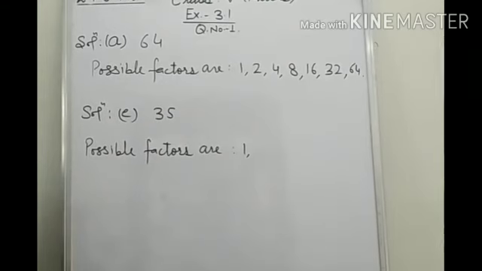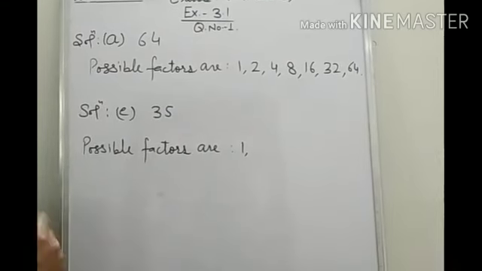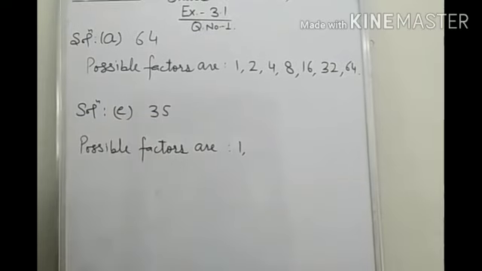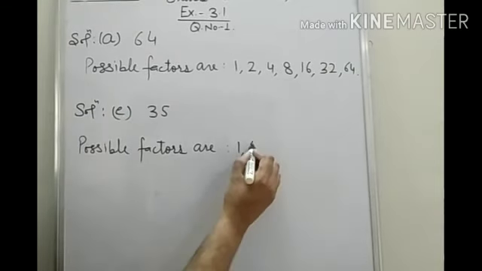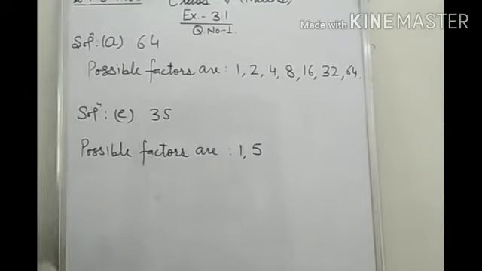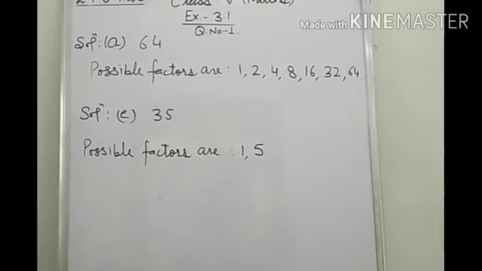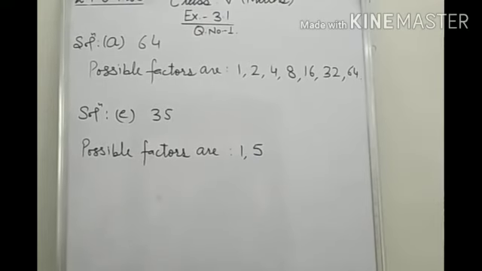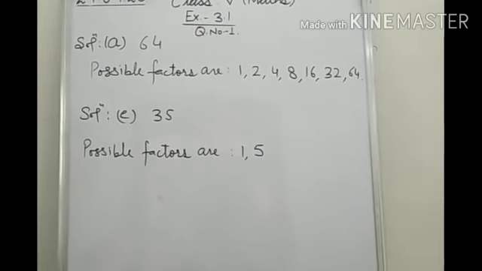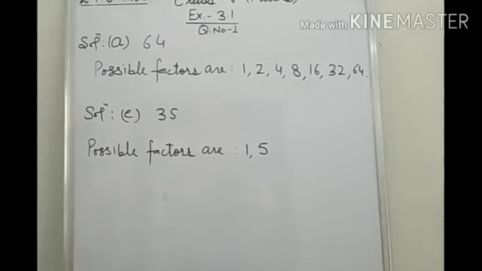So 4 is also not a factor. Now 5: here the ones digit is 5, so this number is divisible by 5. Therefore 5 is a factor of this number. Next 6. As it is not divisible by 2 and 3, it will not be divisible by 6. So 6 is not a factor of this number.